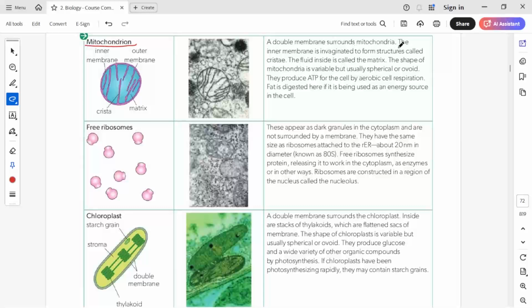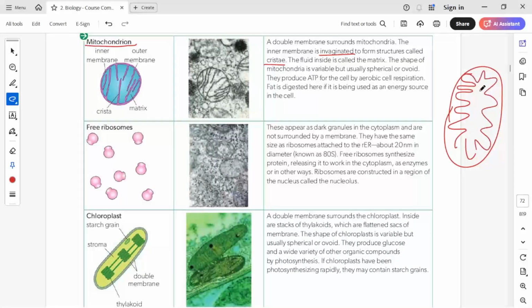The double membrane surrounds the mitochondria. The inner membrane is invaginated to form cristae. Just as I told you, if this is the outer membrane of this mitochondria, the inner membrane will have projections like this, and these particular projections are called cristae. The fluid inside is called the matrix. So this particular space will be fluid filled, and this space is called the matrix.